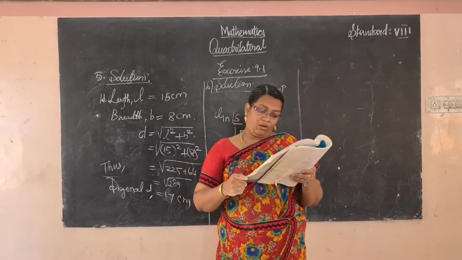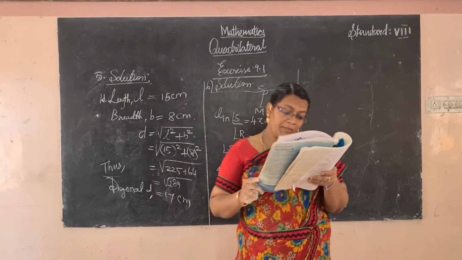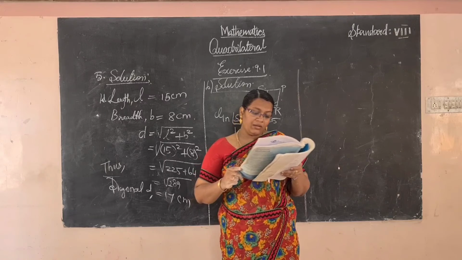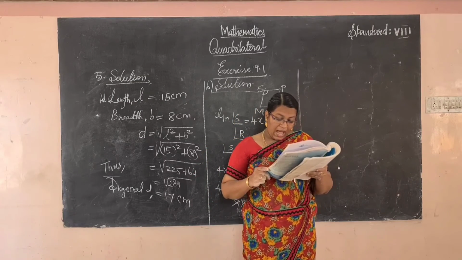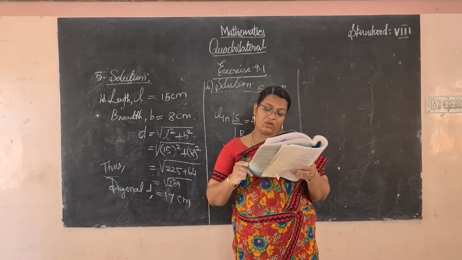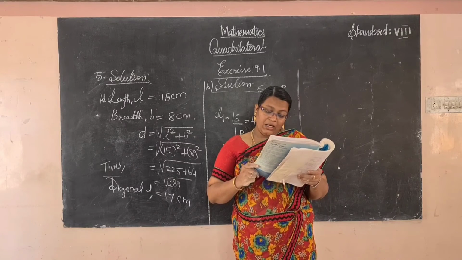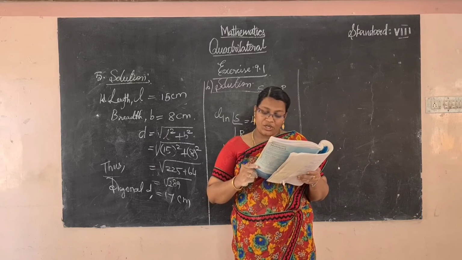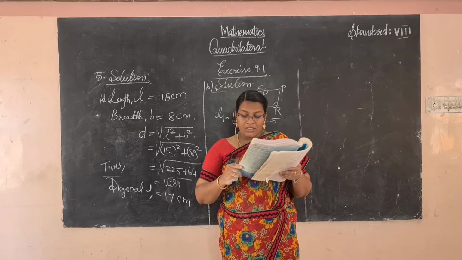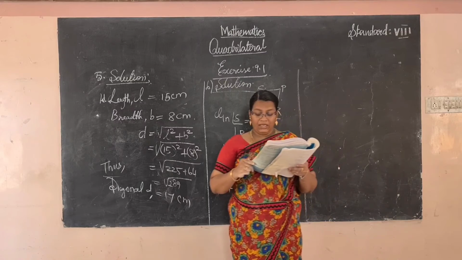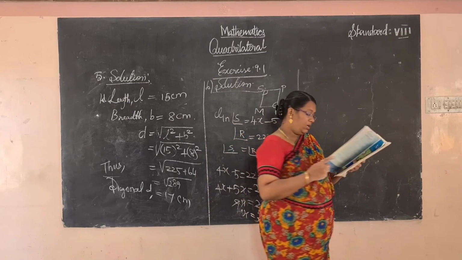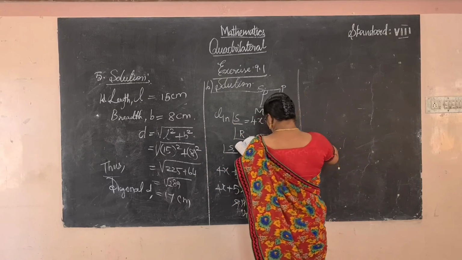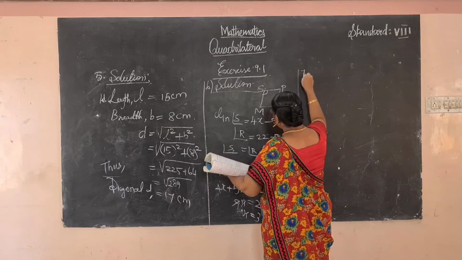Seventh problem: PQRS is a parallelogram in which angle SPQ is equal to 85 degrees and angle RQS is equal to 45 degrees. Find the measure of angle RSQ and angle PSQ. First, write the given data.